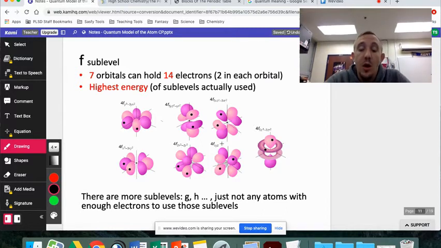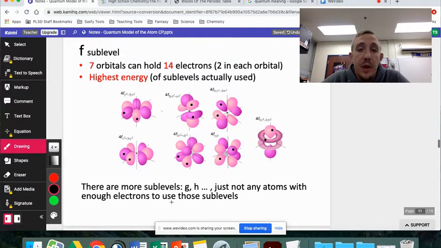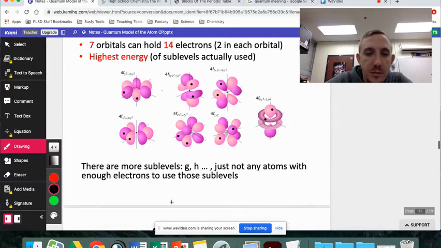Now there could be more sublevels. We just don't have enough electrons to have more sublevels. So this is the highest energy because they're going to be in the furthest part of the atom. And so they're going to be in higher energy levels.